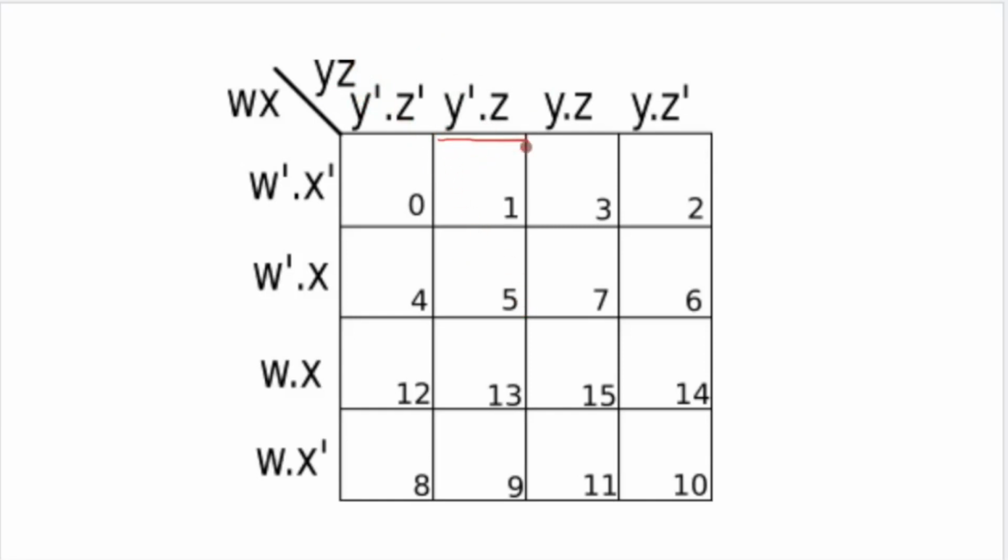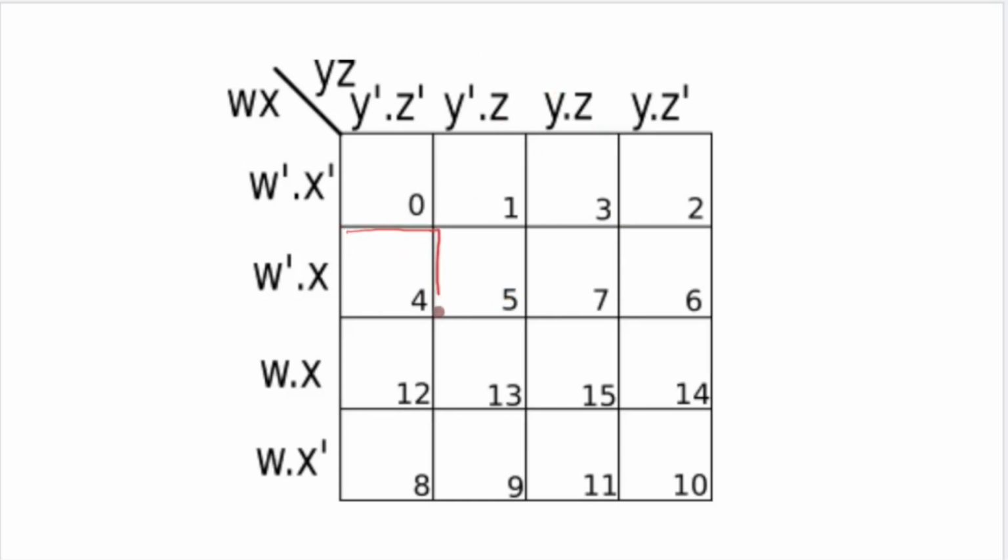Similarly, if we consider 1 and 5, here Y complement Z is the same but over here only X is changing state. Similarly, if we take 5 and 7, here again W complement X is the same but Y is changing state, whereas Z is the same. If you look carefully, you'll realize that this happens at the corners also.